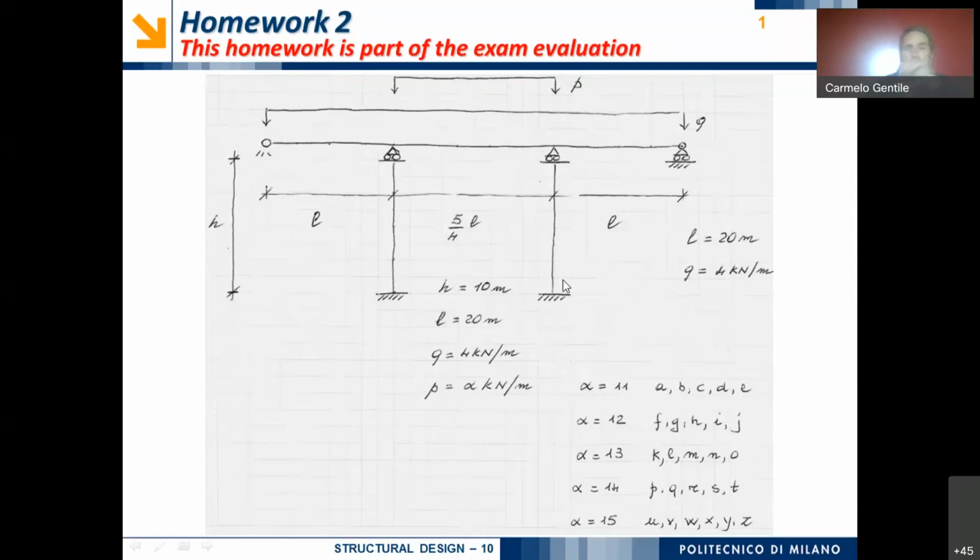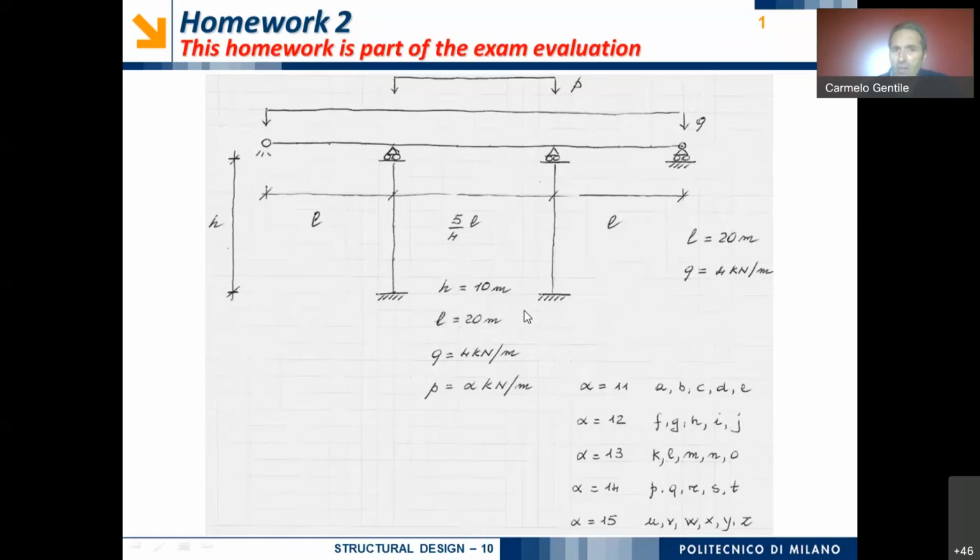This is basically a simple scheme for example, a continuous bridge or a continuous footbridge. And in fact, let's look at the different dimensions. Okay, so we have that the central span is 1.2 times L, with the dimension L being equal to 20 meters for all. Okay. In addition, all the 3 spans are supported by an uniformly distributed load equal to 4 kilonewton per meter.